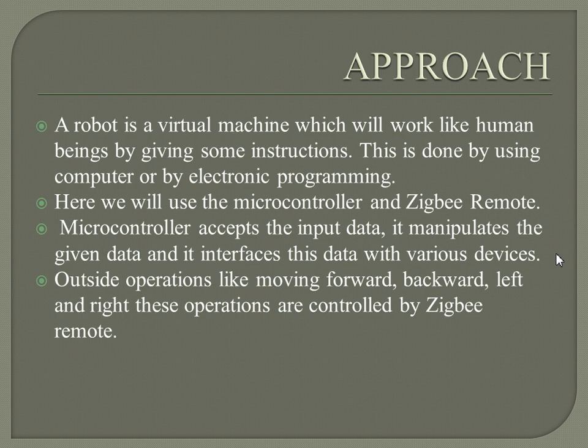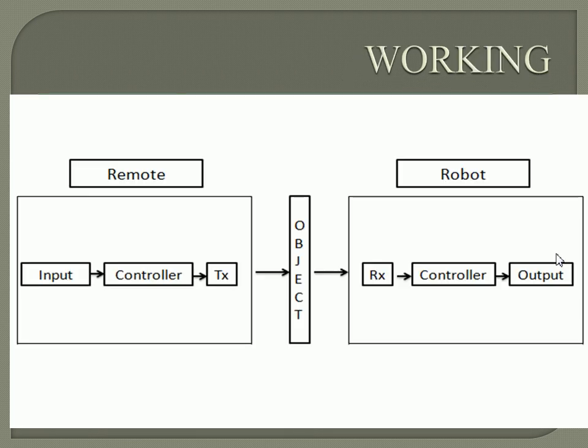The approach to design a robot: a robot is a combination of electronics and mechanics, so we can call it mechatronics. First, using mechanics, we build a robot, and by adding electronics like chips and programming, we design our robot. For data transmission, we are using Zigbee technology for fast data transmission. And here is my block diagram.